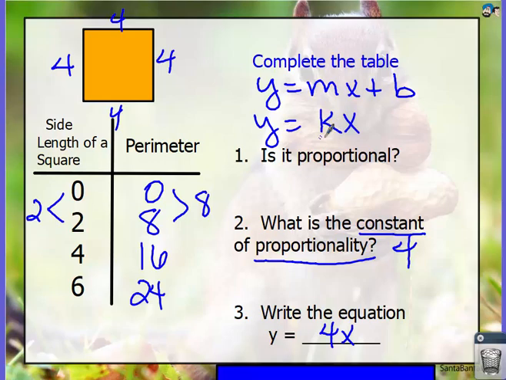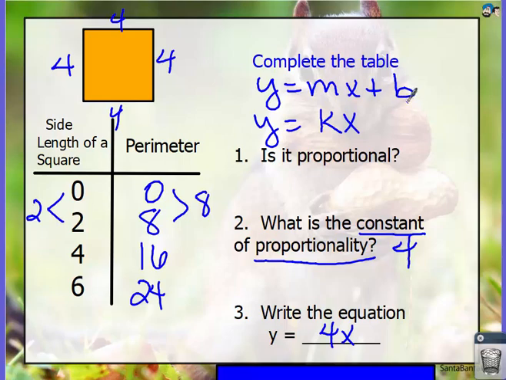Now, it will only change to a k if the situation that we have is proportional in nature. If it is just a regular line, then this m is just a slope. So if we have a line that has a y-intercept of something other than 0, then we use this formula, y is equal to mx plus b, because this b will be something other than 0.